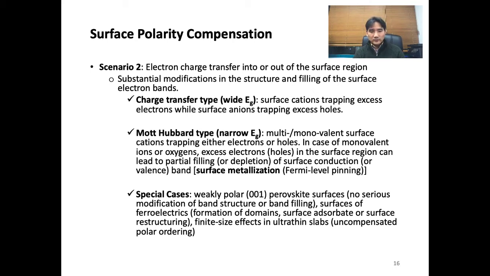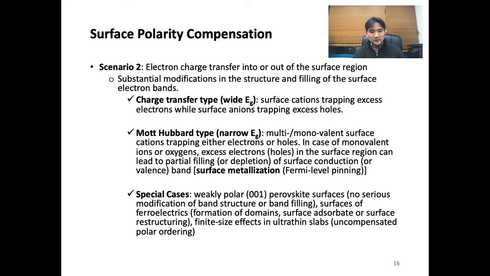Now for Mott-Hubbard type, narrow bandgap oxide, multi or monovalent surface cations can trap either electrons or holes. And in case of monovalent ions or oxygens, excess electrons or holes in the surface region can lead to partial filling or depletion of surface conduction or valence band, which will lead to surface metallization. And because of that, we will have Fermi level pinning. And we can also think of special cases like weakly polar 001 perovskite surfaces, where no serious modification of band structure or band filling happens.